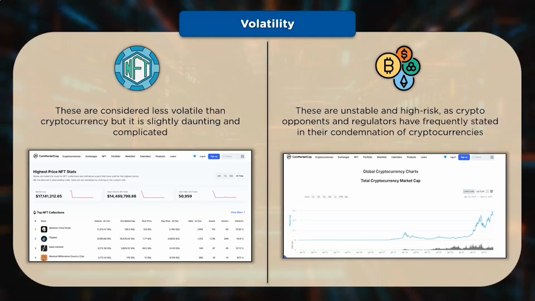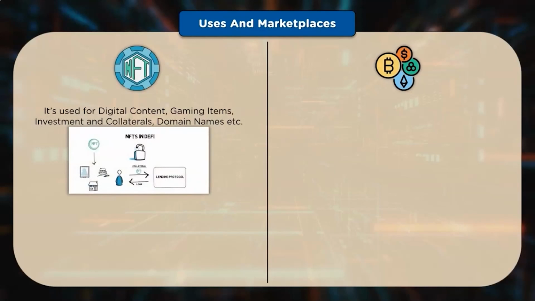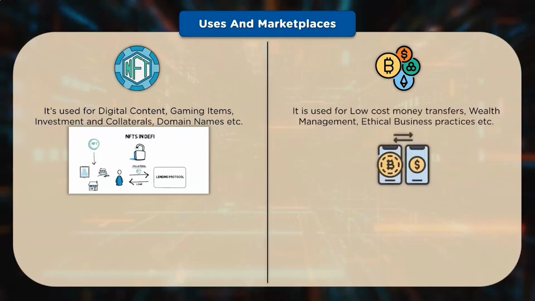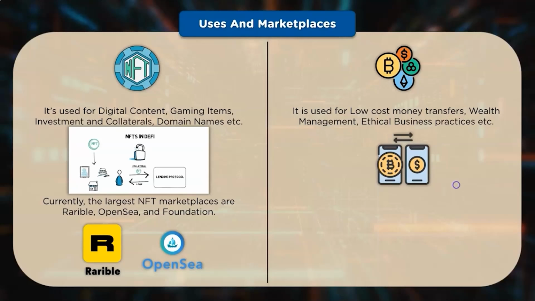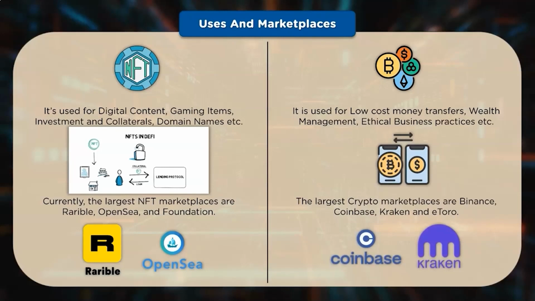Now coming to the users and marketplaces. NFT is used for digital content, gaming items, investments, collaterals, domain names, etc. Whereas cryptocurrency is used for low-cost money transfers, wealth management, ethical business practices, etc. Currently, the largest NFT marketplaces are Rarible, OpenSea, and Foundation. On the other hand, the largest crypto marketplaces are Binance, Coinbase, Kraken, and eToro.